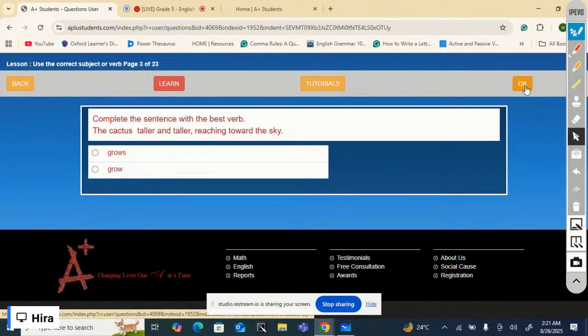The cactus blank taller and taller, reaching toward the sky. The cactus grows or grow. The cactus is the subject. Now you have to decide whether it is singular or plural. If it is singular, use a singular verb which ends in s. If it is plural, use a plural verb which does not end in s. Now the choice is yours. I'll wait for the answer.